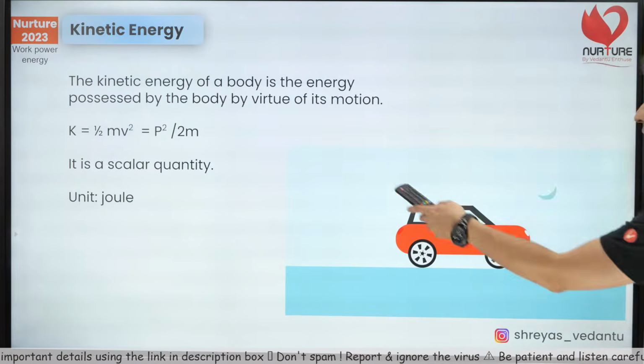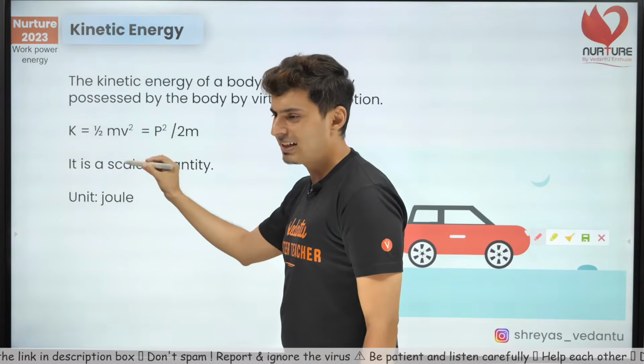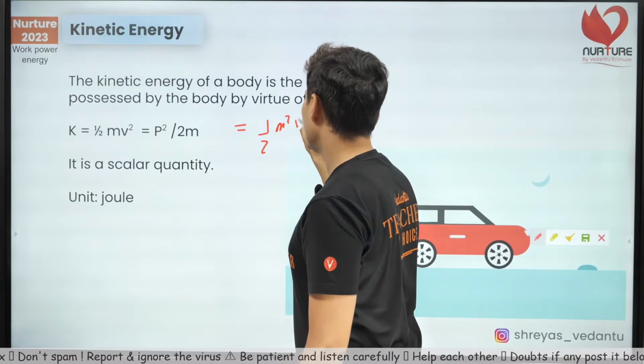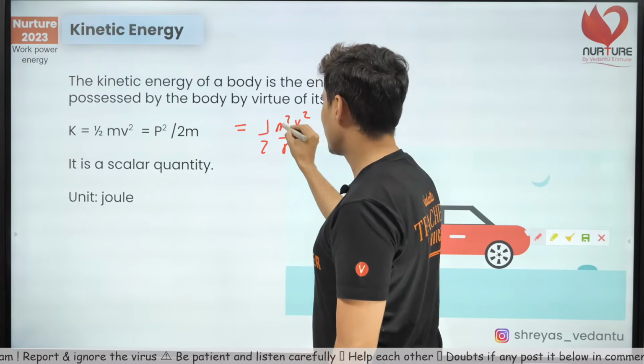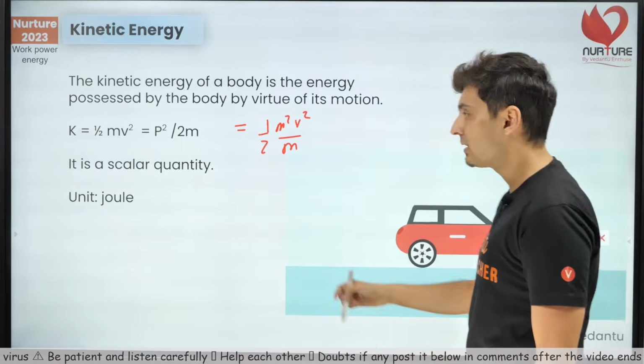All right. So P is momentum. I hope you get this. This is P square by 2m. You can easily get that because you can always write half mv square as half m square v square by m. The m gets cancelled. So P square is m square v square. You can see that it's the same thing, nothing else.